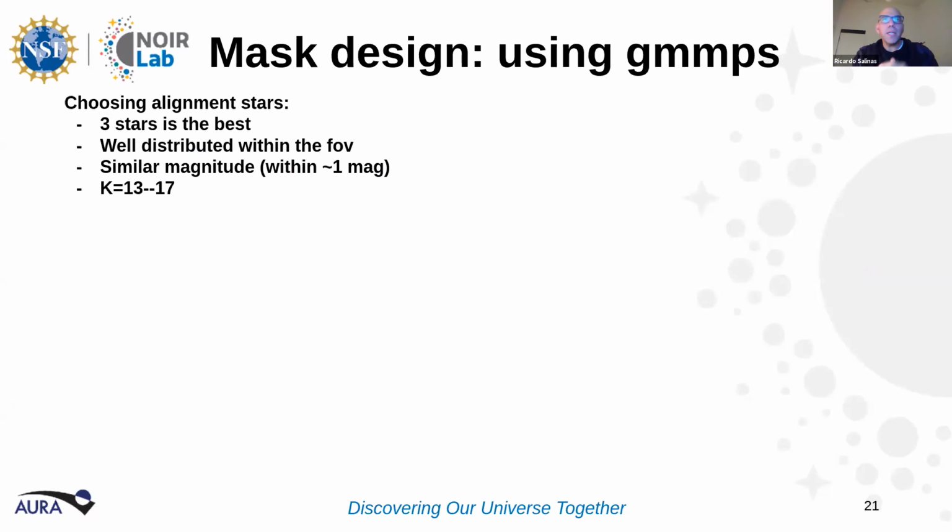Something that Rodrigo told you already also is that you need these alignment stars. So what are these guys? These are stars inside your mask that the observer is going to use to align the mask. You're putting something in your optical path, and then you need to make a little adjustment so your mask is in a perfect position, so all the slits fall on top of your targets.